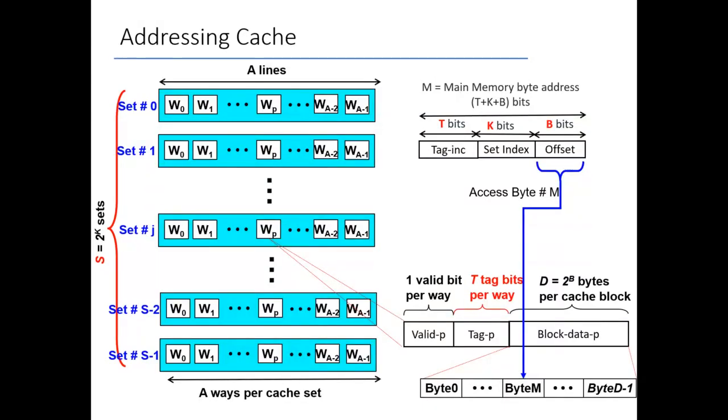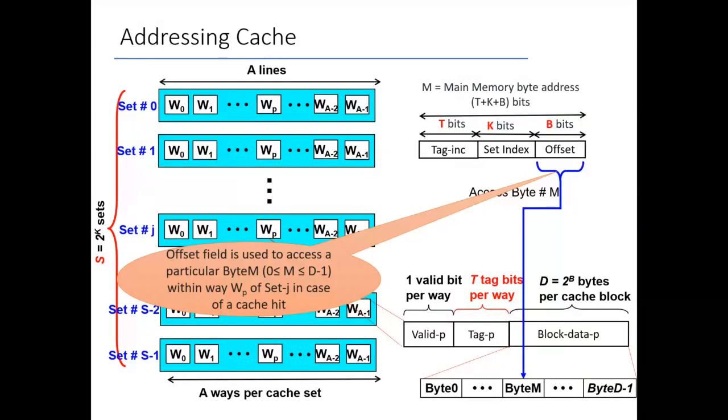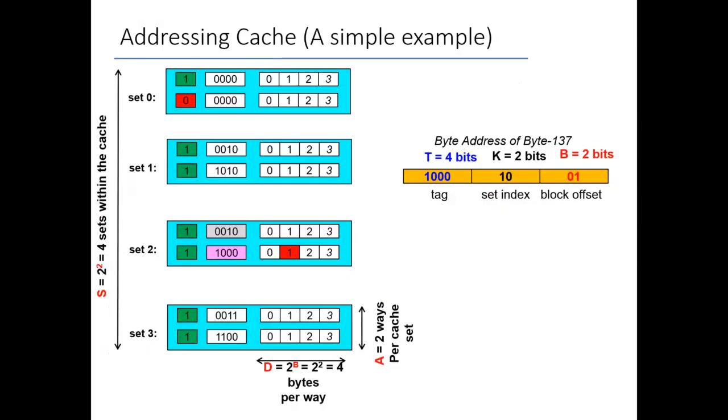Any question? Got it? So the offset field is used to index a particular byte M, and the range for byte M is 0 less than or equal to M less than D. Got it or not? Any question? Okay, now we will explain this with an example.